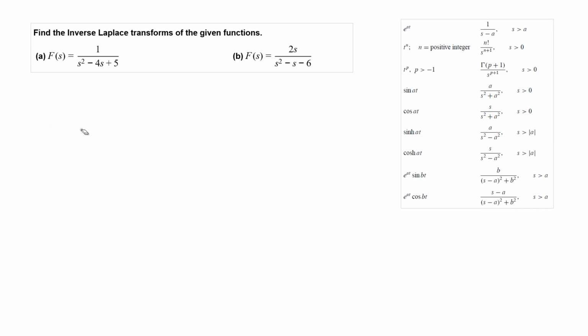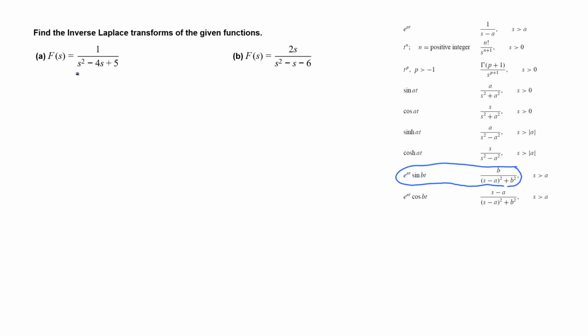But in this case now, we need to look at the table, and see what is closest to this function. Look at the function on the right hand side. Obviously we have s squared and s more than that, so it's not that one. Maybe look at this one, right? We have a number over (s minus a) squared plus b squared. So basically we complete the square with s, making a sum of two squares.